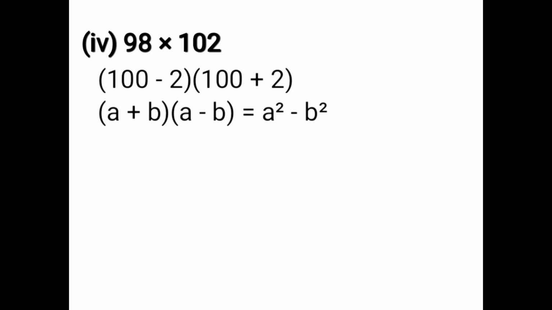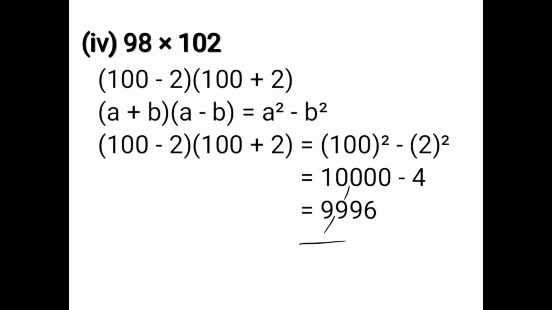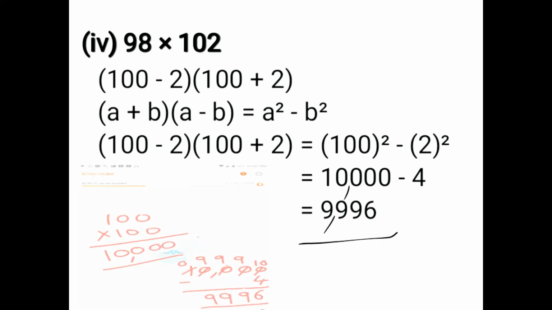(a plus b)(a minus b) is equal to a square minus b square. (100 minus 2)(100 plus 2) is equal to 100 square minus 2 square. The square of 100 is 10,000, minus the square of 2 which is 4. 10,000 minus 4, the answer is 9,996. Look here, which I have solved.